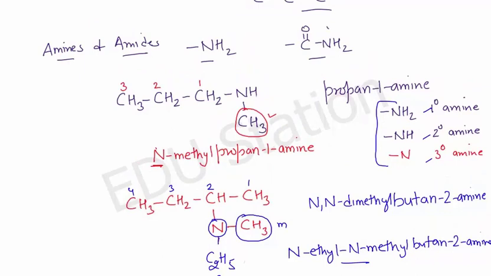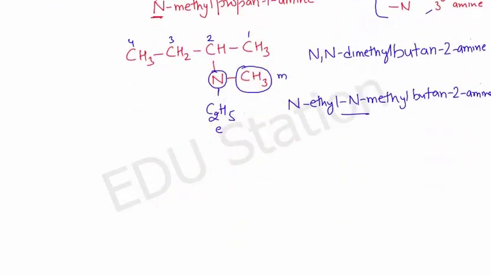Amides are basically CONH2. So if I replace this H with an alkyl group, it becomes secondary. If I replace the other H also, it becomes a tertiary. We'll try and name one amide. Let's say we have CH3, CH2, C double bond O, NH2. This is simply propan-1-amide, or you can simply write propanamide.